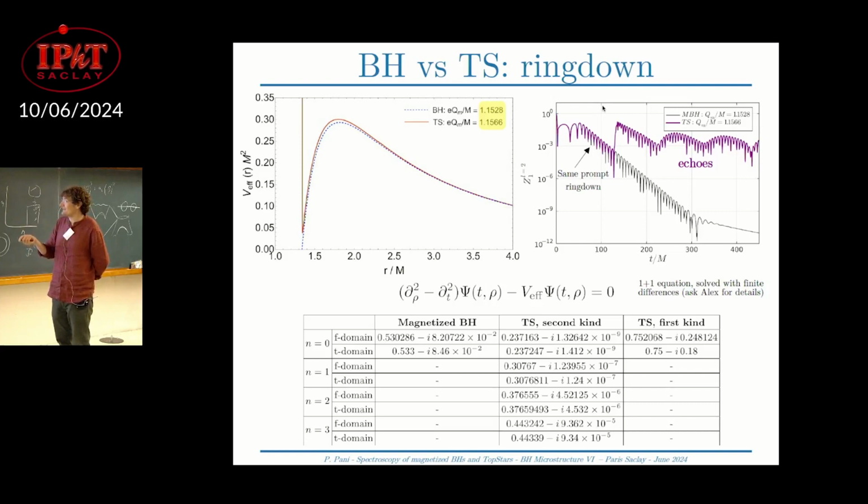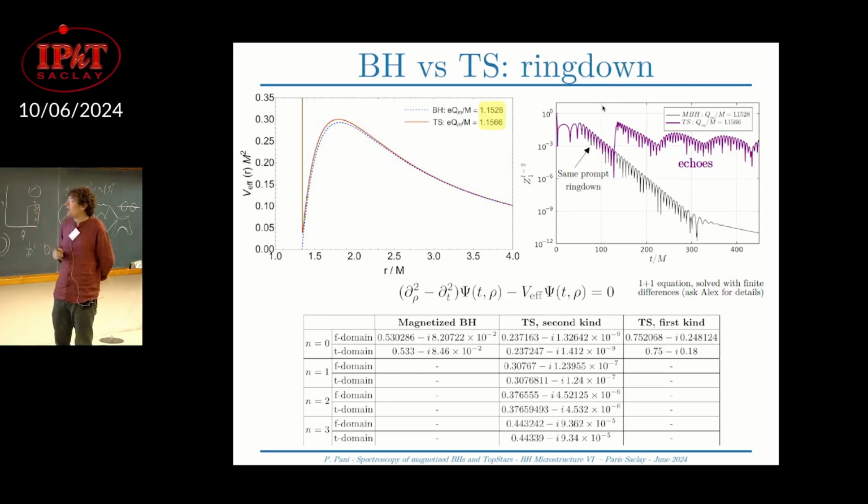Well, first you can see that the agreement is actually great. And this is the fundamental mode for the magnetized black hole, precisely this solution here. You see that the fundamental mode of the topological star, this one here, has nothing to do with this black hole. So the numbers are completely different. This is 10 to minus 2, this is 10 to minus 9.